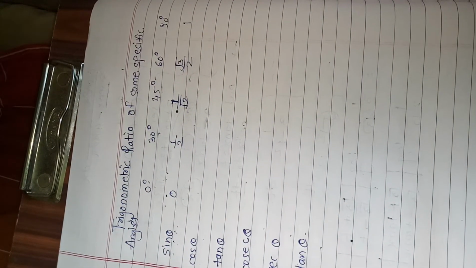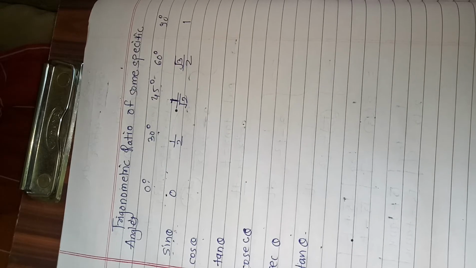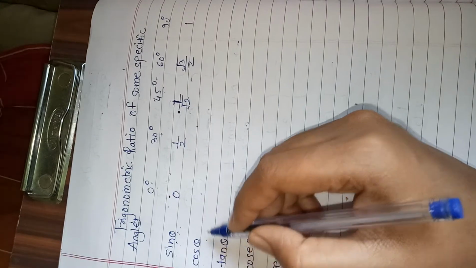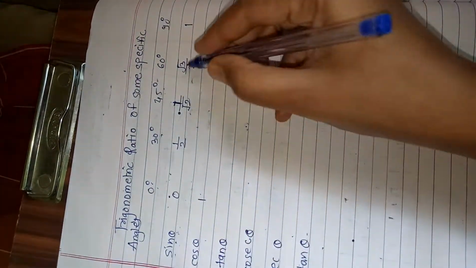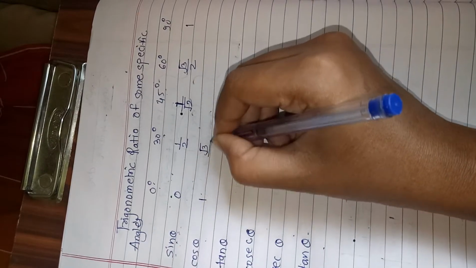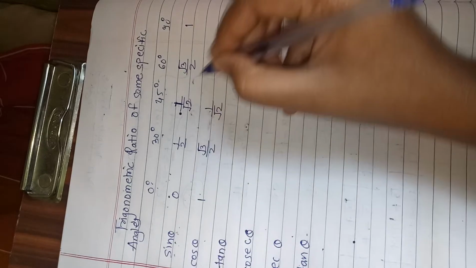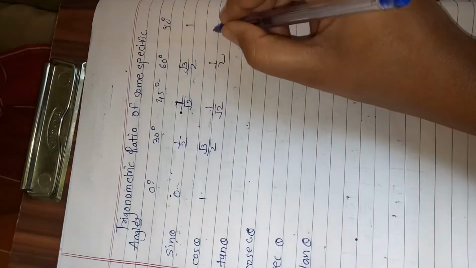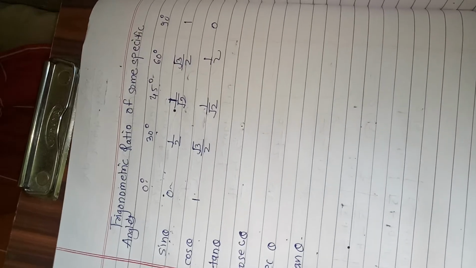Next we write cos 0 degrees, cos 30 degrees, all angles of cos. So we write this in reverse order: this 1 we write here, this root 3 by 2 we write here, this 1 upon root 2 right here, this 1 by 2 right here, and last 0 right here. So we write this in reverse order.